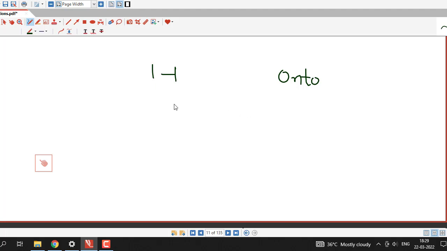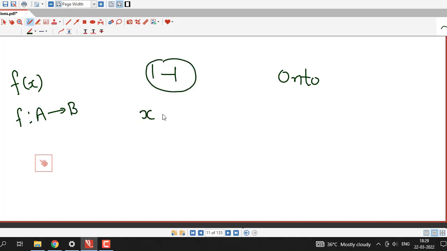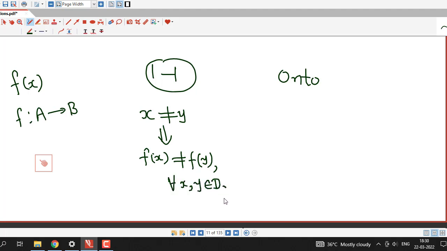So let us just recall. Suppose we have a function f of x. This function f from A to B is called one-to-one if distinct elements have distinct images. That is, x not equal to y implies f of x is not equal to f of y for all possible values x, y in the domain of f, which is capital A.